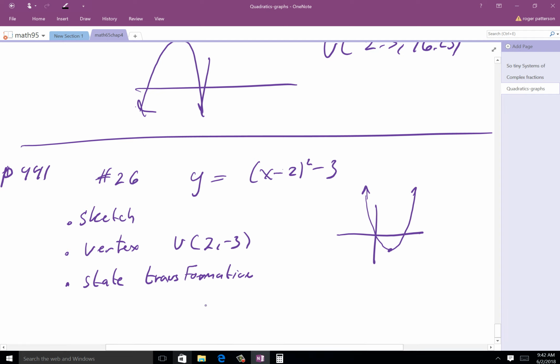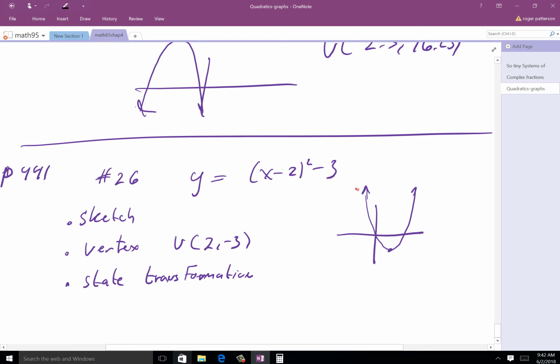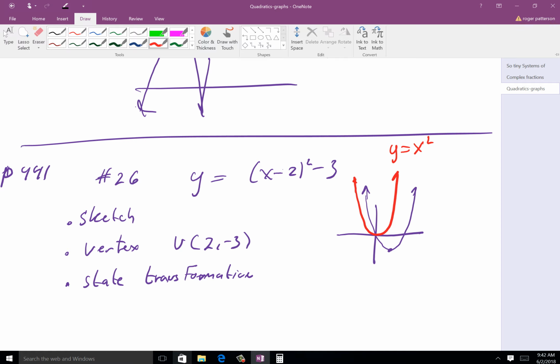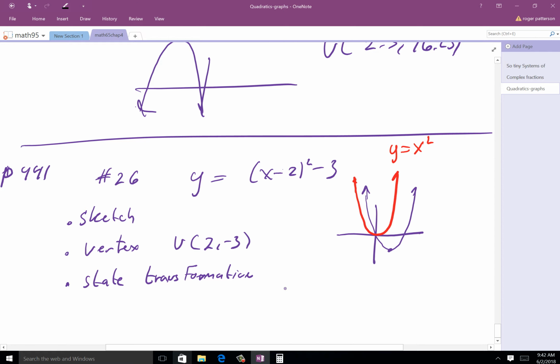State transformation. Here's what they're asking you to compare it to. They're asking you to compare that graph to this graph. And this is y equals, or f of x equals, x squared. They're saying compare those two graphs, state the transformations. What are they talking about? Here's what they're talking about. How do these two graphs compare? What has happened to the purple graph in comparison to this one? Well, what has happened to it? Where did it go?